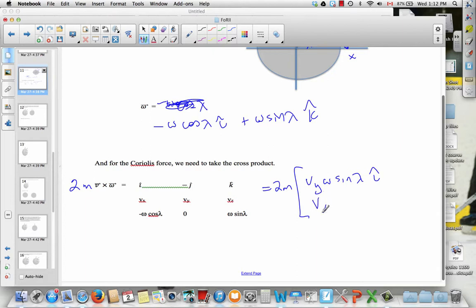For the j component, you're going to get two terms: vx omega sine lambda, and then minus minus, so that'll be positive vz omega cos lambda. Those will be in the negative j direction. Then in the k direction, you just get negative negative, so positive vy omega cos lambda k. So there, for an arbitrary velocity, is the cross product. This would be the Coriolis force.